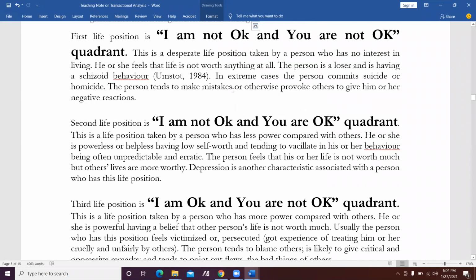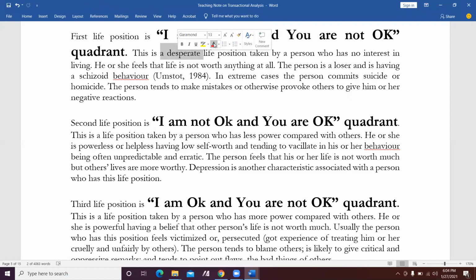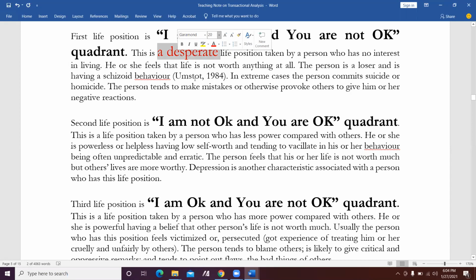Okay, then I have further described here, so you can read and then try to understand. I am not okay and you are not okay. So this is a desperate life position. Very bad. Desperate life position. Never be in this life position. I am not okay, you are not okay.